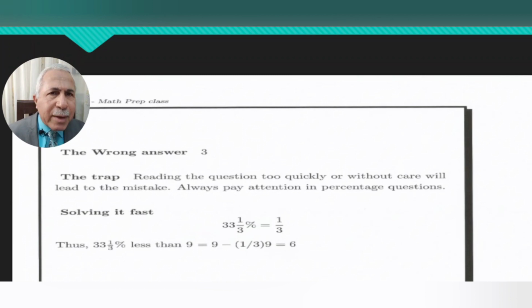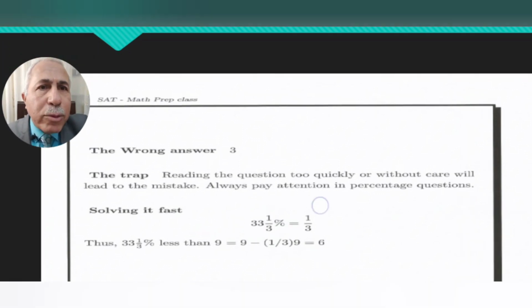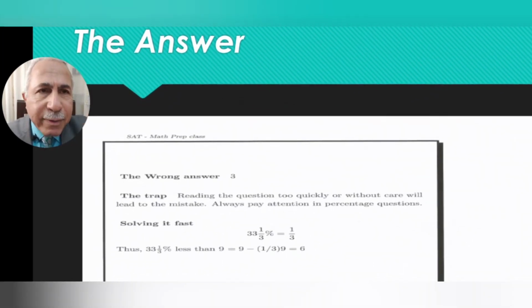Okay, so solving it very fast. As I said before, 33 1/3% equals 1/3, and I explained before how I did it. Thus, 33 1/3% less than 9 equals 9 minus open bracket 1/3. What's this 1/3? It is the answer of 33 1/3% times 9. So when you simplify, 1/3 times 9 equals 3. That means 9 minus 3 equals 6. Okay, let's move now to the next trap.